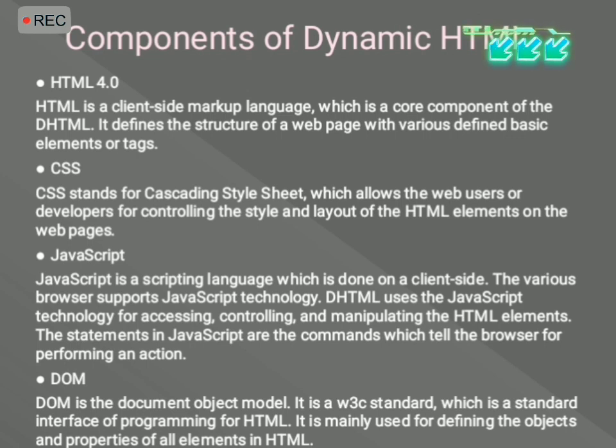Document Object Model. It is a W3C standard, which is the standard programming interface for HTML. It is mainly used for defining the objects and properties of all elements in HTML. In summary, the Document Object Model provides a standardized interface for interacting with and manipulating web documents. Programmatically, it enables developers to create dynamic and interactive web applications by accessing and modifying the structure, content, and style of web documents in real time.